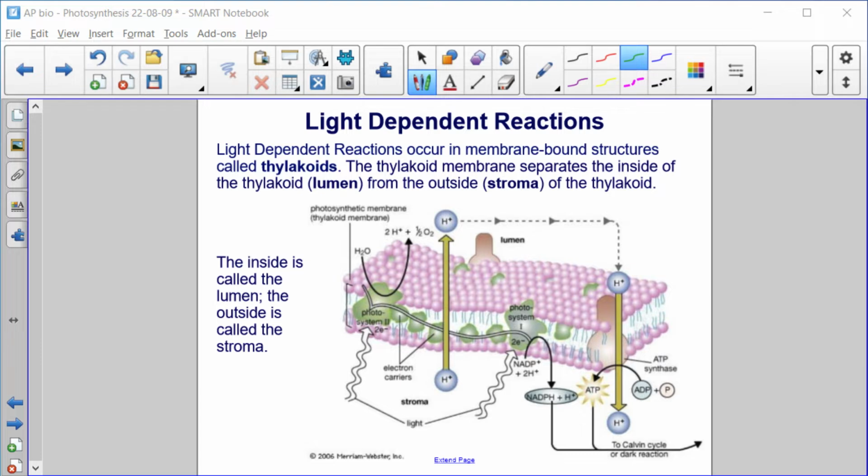The thylakoid membrane separates the inside of the thylakoid, or the lumen, from the outside, or the stroma. So you can see we have the lumen on this side. This is the inside, and this is the stroma. This is the outside. So you can see that's where light is coming from, outside. The inside is called the lumen. The outside is called the stroma. And of course, we're producing ATP here and NADPH here, and we're sending those to the second step, the Calvin cycle or the dark reaction.